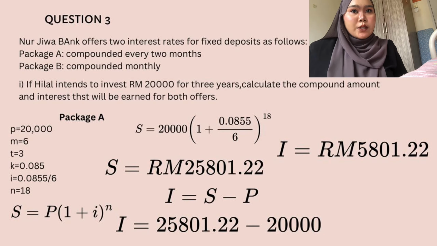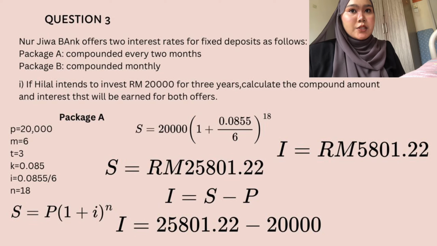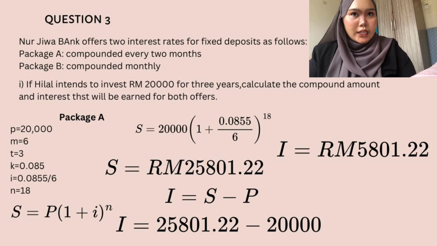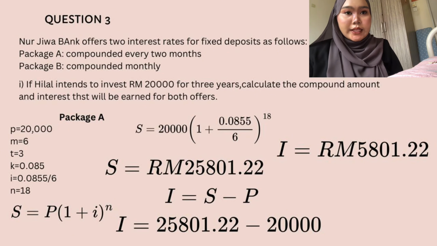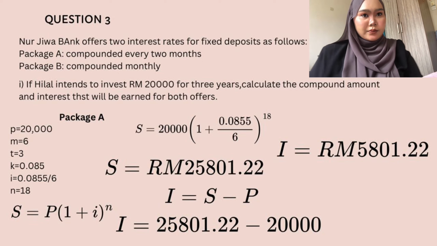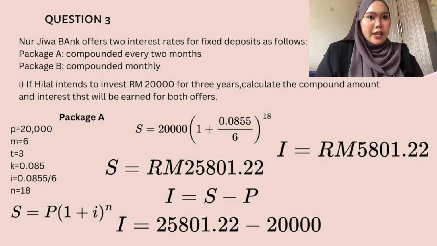Knowledgeable Bank offers two interest rates for fixed deposit as follows. Package A, compounded every 2 months. Package B, compounded monthly. If Hilal intends to invest RM20,000 for 3 years, calculate the compound amount and interest that will be earned for both offers. Package A: P is 20,000, M is 6, T is 3, K is 0.0855, i is 0.0855 per 6, N is 18. We must use the formula S equals P bracket 1 plus i bracket power N.